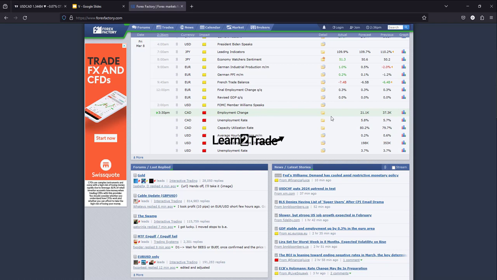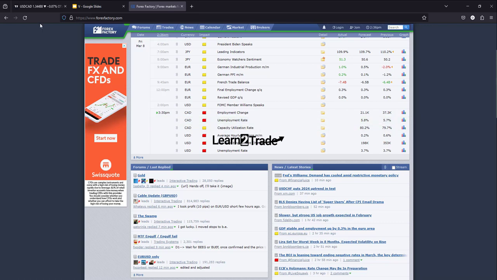Indicators are expected maybe to report poor data compared to the previous reporting period, but very important, the US economic data. The USDCAD could turn to the upside, could jump higher only if the US data will come in better than expected, and of course maybe if the Canadian economic data will come in worse than expected.